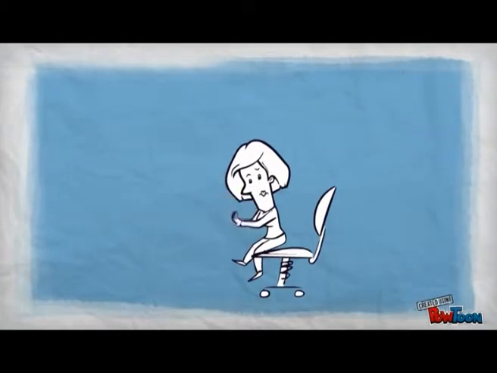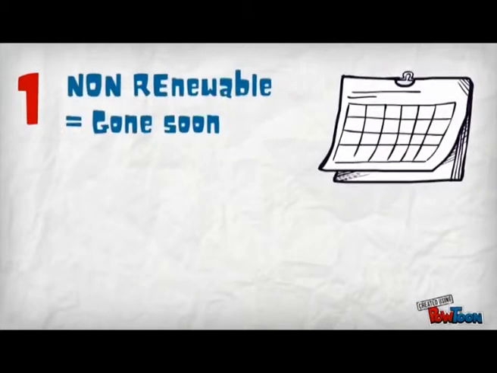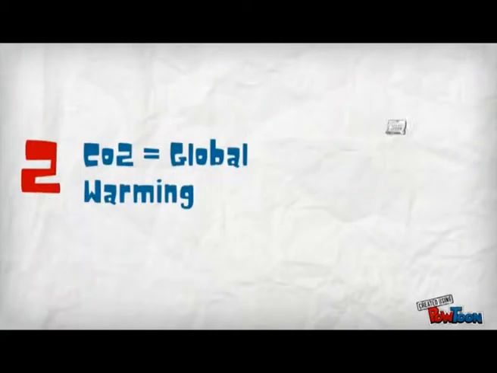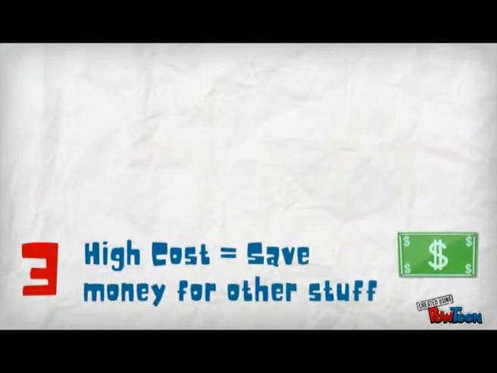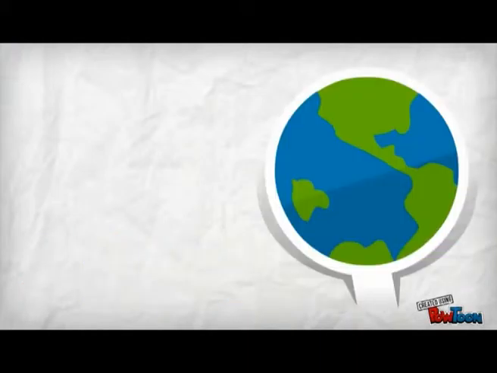But what are the drawbacks? First, fossil fuels are non-renewable. We have a limited supply, so they'll be gone soon. Second, burning oil and coal produces carbon dioxide, the #1 contributor to global warming. And third, electricity just costs money. Ask the person at your house who pays the bills.